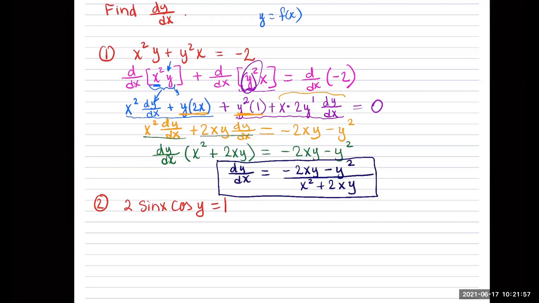And that's it. When you use implicit differentiation, you will usually have both x's and y's on the right-hand side. So don't worry about that. But that is our derivative.